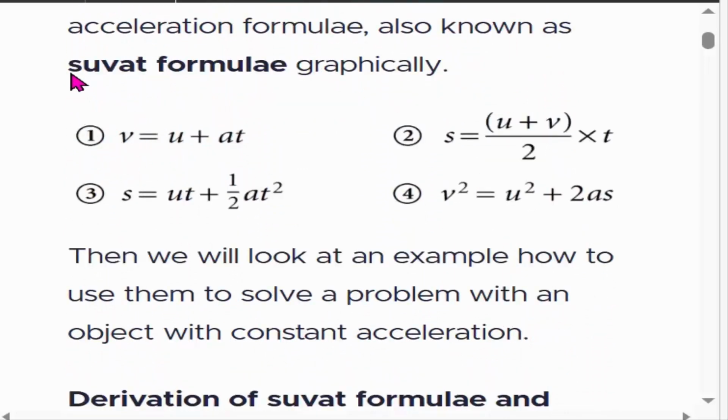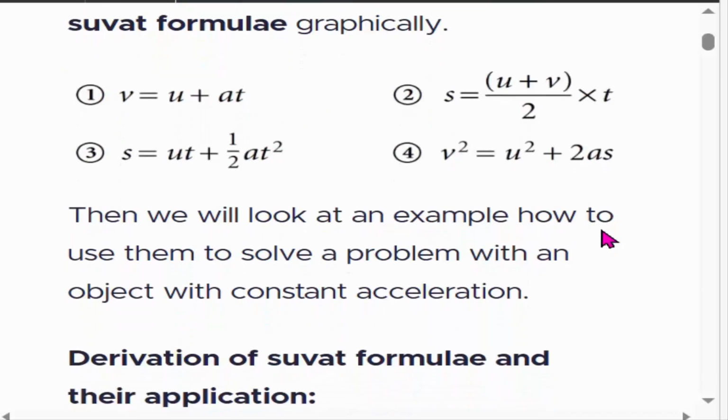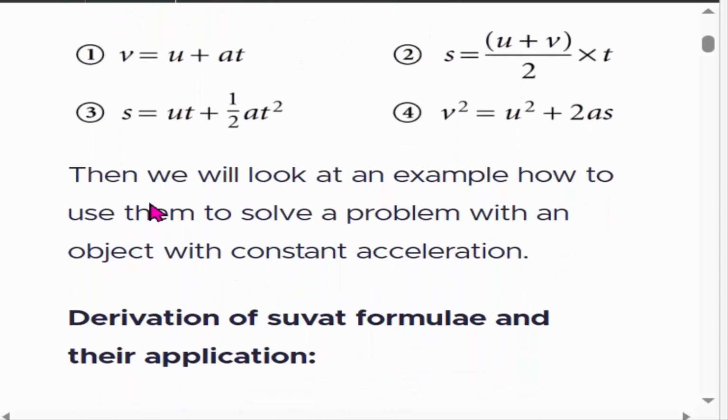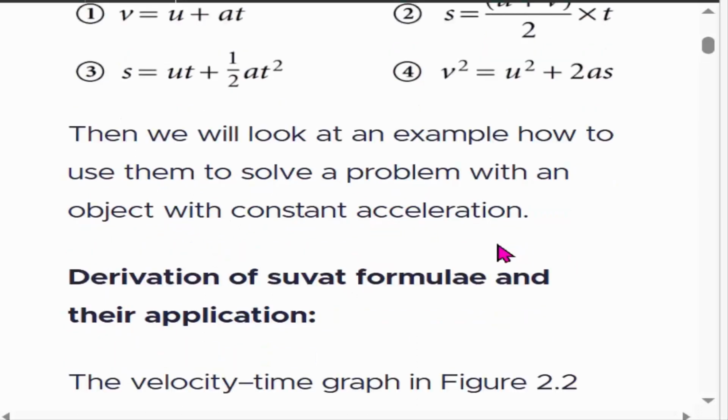These formulae are known as SUVAT formulae because they contain S, the distance traveled, U, initial velocity, V, final velocity, A, acceleration, and T, the time taken. Once we derive these equations, we look at an example of how to use them to solve a problem with an object with constant acceleration. Let's dive into the derivation of the SUVAT formulae and their application.